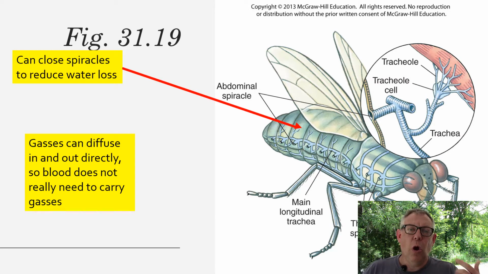So you don't really need to carry oxygen and gases in the blood or in the hemolymph, because it's not like in us, where we take in the gases in one spot and then we have to move them to everywhere else in the body. So that's why we need blood. Here, you've got these tracheae all over the body, and so the gases can just diffuse straight into where they're needed. So you don't really need the circulatory system to carry gases as much. So that's why you can get away with an open circulatory system to some extent.